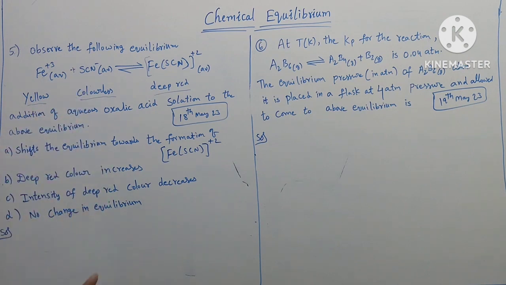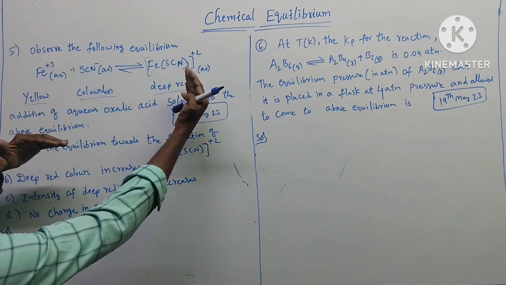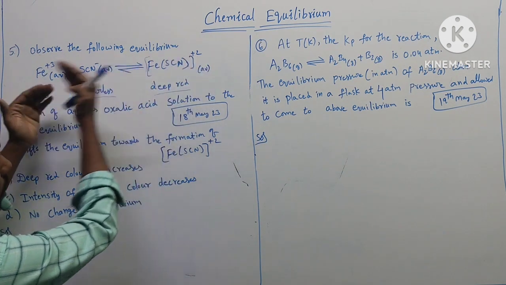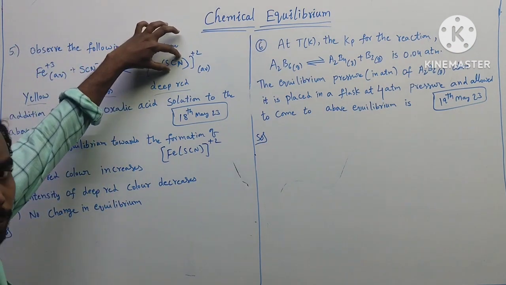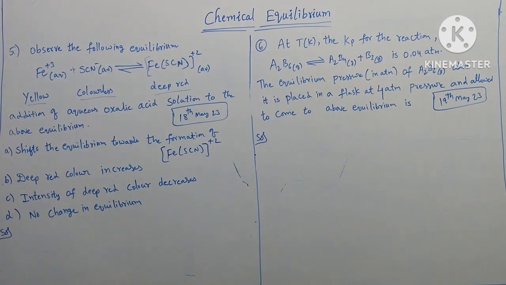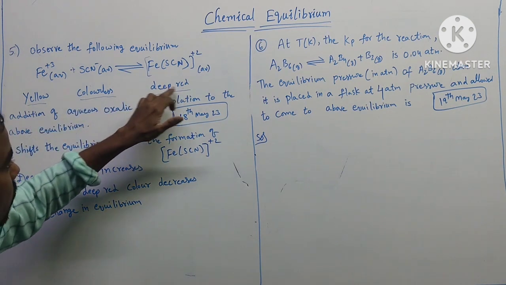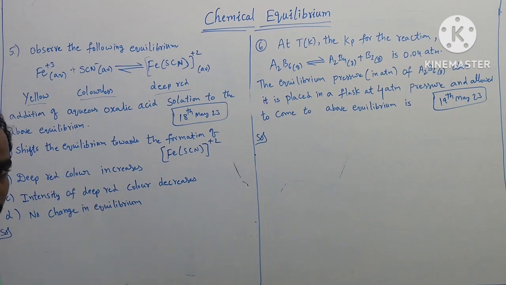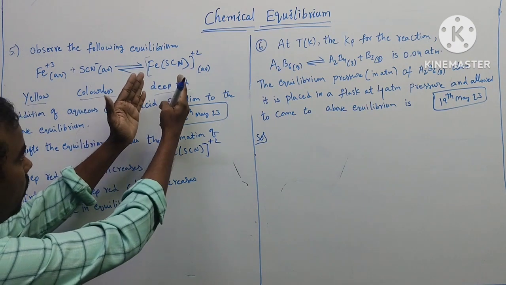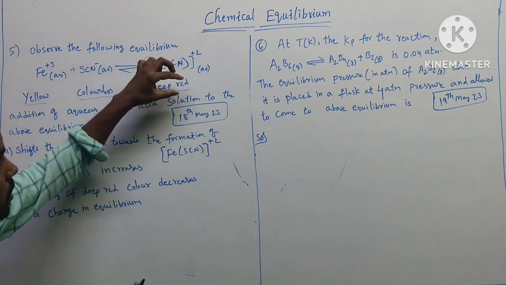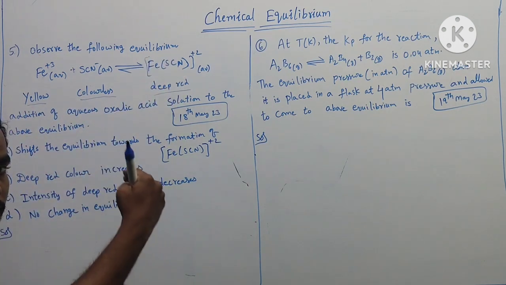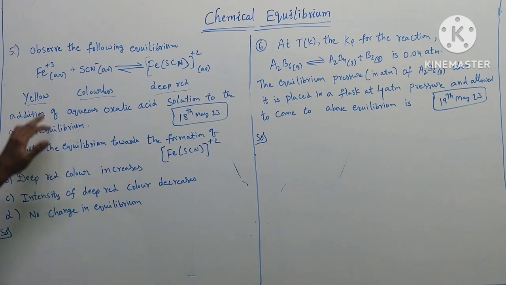So according to Le Chatelier principle, when the number of moles of Fe³⁺ decreases, the reaction shifts to the left side and Fe³⁺ is formed. That means FeSCN²⁺ is decomposed and forms Fe³⁺. So the deep red color intensity decreases when the equilibrium shifts left side. This deep red color intensity slowly decreases.